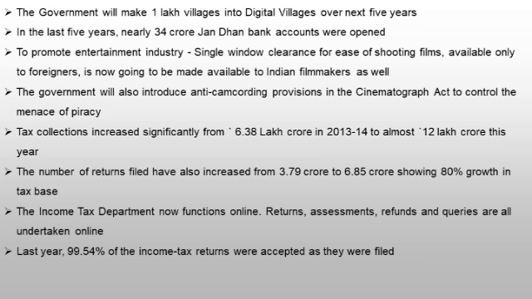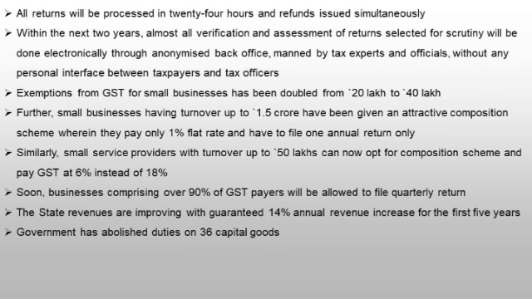As I said, friends, tax collections have increased from 6.38 lakh crores to almost 12 lakh crores. The number of people who filed income tax returns has increased from 3.79 crores to 6.85 crores. The government says the income tax department now functions online and 99% of IT returns are accepted. The government is promising that returns will be processed within 24 hours and refunds will be issued immediately. Through this, the government has reduced income tax refund delays to a great extent.